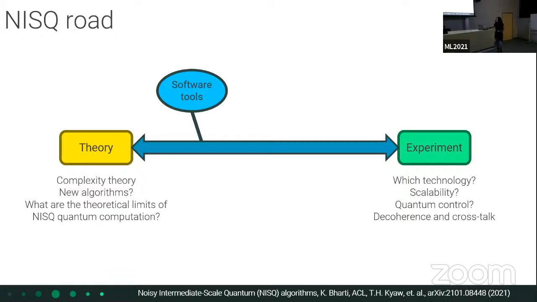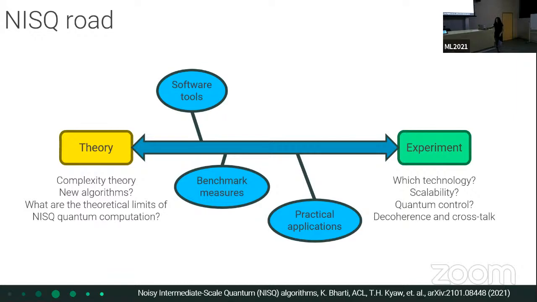And in the meantime, we need to develop all these software tools that allow us to control the quantum computer, and also to develop all these error mitigation techniques, et cetera, which require this classical post-processing. We also need benchmark measures. We don't know if the quantum computer is better or not than the classical techniques. So we need to define these benchmarks and compare them. Practical applications, we don't know yet what these applications are. We have some hope that quantum chemistry can come up with some applications in the near term, but we don't know yet. Maybe quantum machine learning, it's not clear.